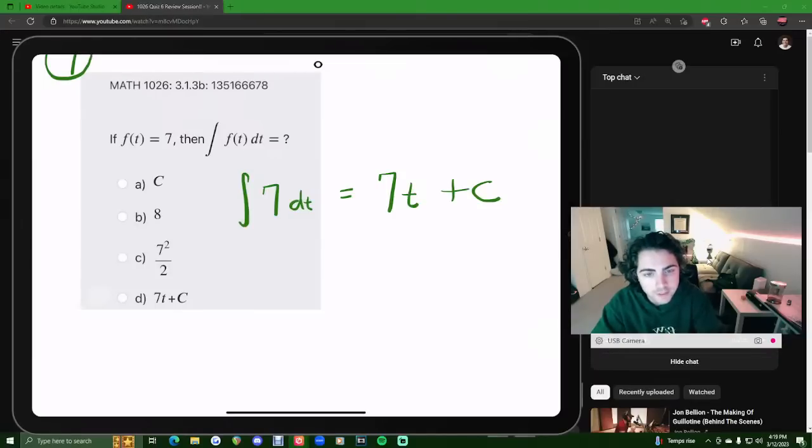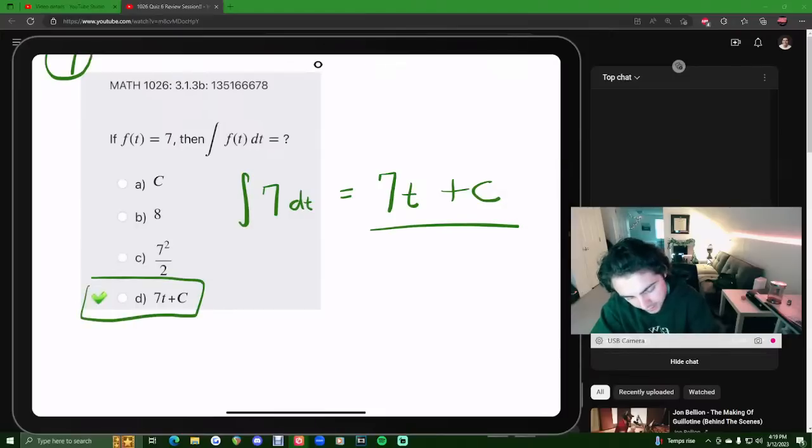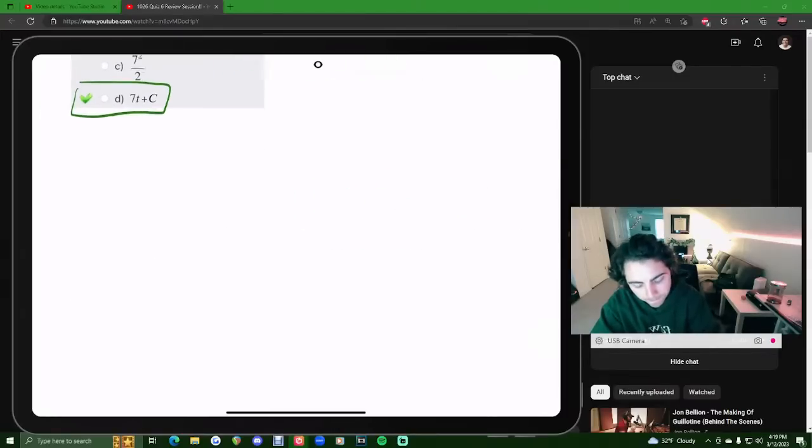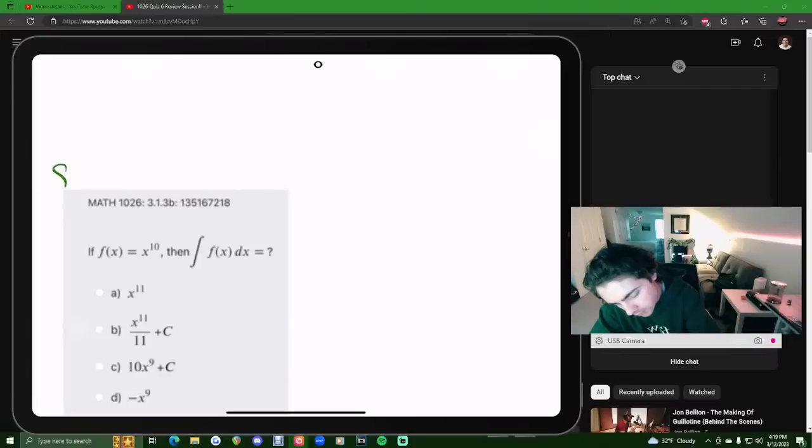And basically, if you just said 7t, you wouldn't be entirely wrong, but adding plus c makes it so there's a whole family of functions whose derivatives would equal 7. So it's kind of a formality thing, but anytime you see the squiggly line, the integral sign, you must take the antiderivative and add c to it. So 7t plus c is what we're looking for here. That was number 7. Let's go ahead and do number 8.